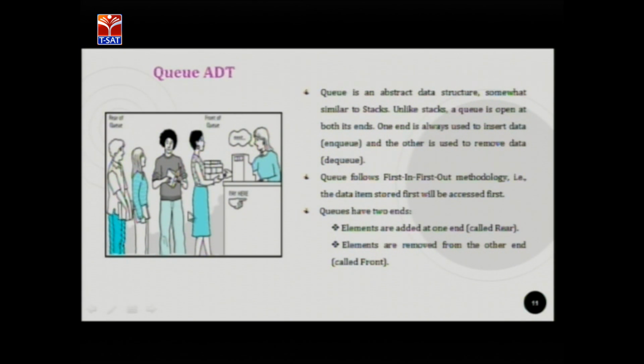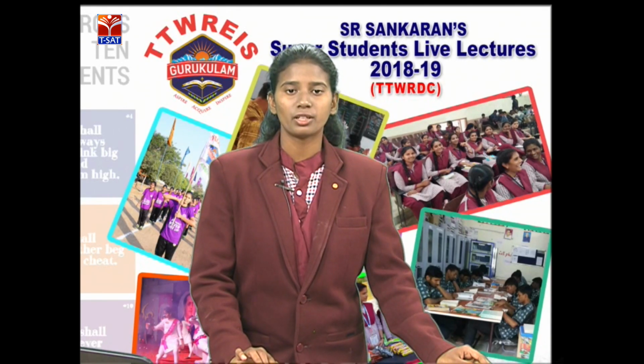From the picture we observe that the people are standing in a queue to use the resource. So this is the queue, this is the front part, and this is the rear part. The people are added to the queue from the rear part, and after using the resource they are removed from the queue from the front part. Next we are going to discuss the basic operations and specification of the queue.